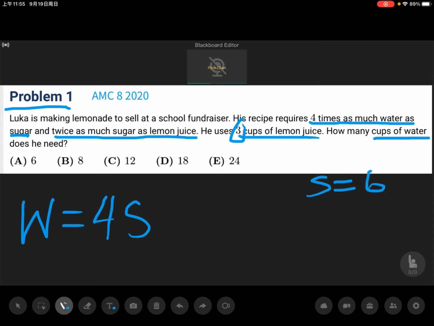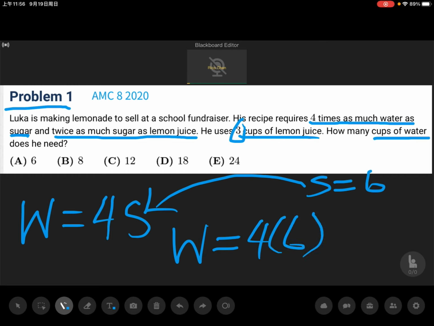And so now we can figure out this problem by replacing S in this equation with 6. So W would equal 4 times 6, which ultimately equals 24. Now notice it says cups of water and not how many cups of lemonade in total. So we have our answer, which is 24. So our answer would be E, 24.